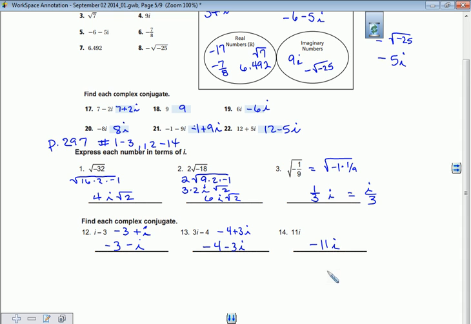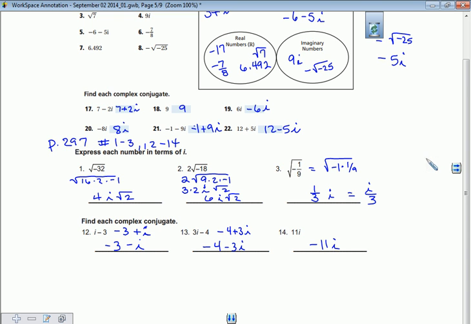Yes, ma'am. On number 1, I did 8 times 4, and then I did the square root of 4 is 2. And I left 8 in there. Okay, 8 is not completely simplified. So you have to go with the largest perfect square that divides into the number.